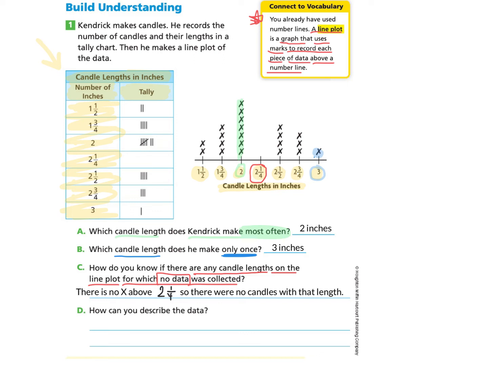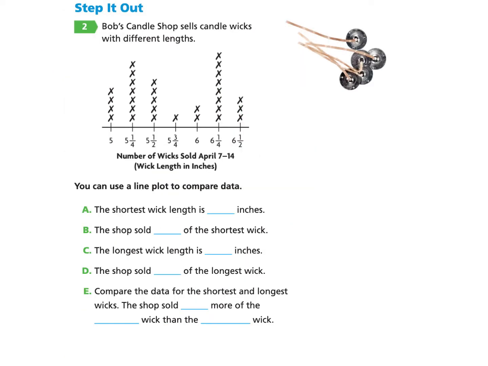Part D asks, how can you describe the data? So you're welcome to take a look at the data and write down a statement that is true. I'm going to give you one example here. Kendrick makes 21 candles with lengths that are between 1.5 inches and 3 inches. Please turn to the next page, page 475, under Step It Out, Part 2.